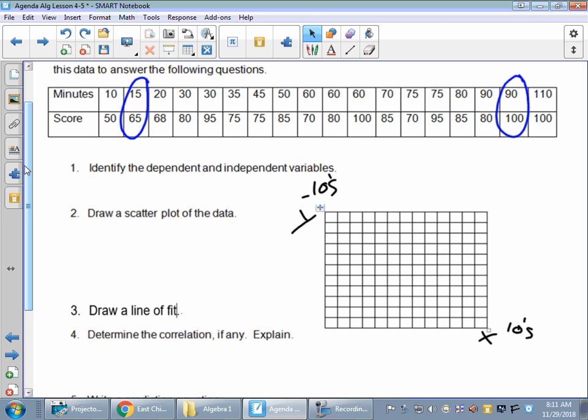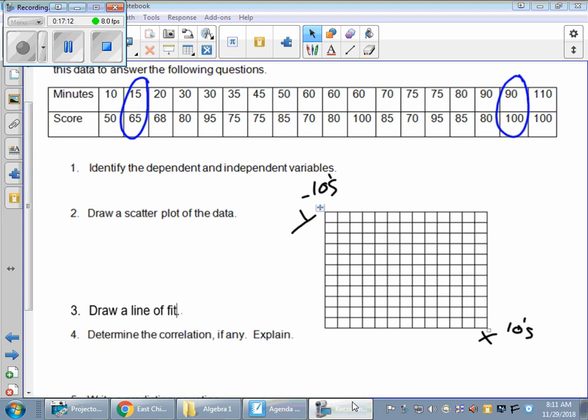Okay? That is it for section 4.5 on scatter plots and predictions. Get this done and bring it in, and we'll ask questions tomorrow.